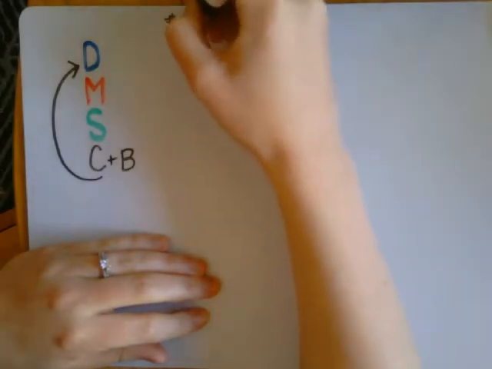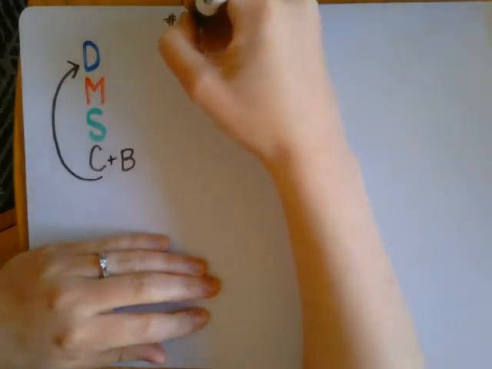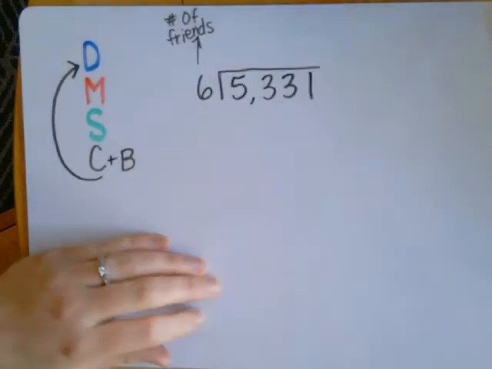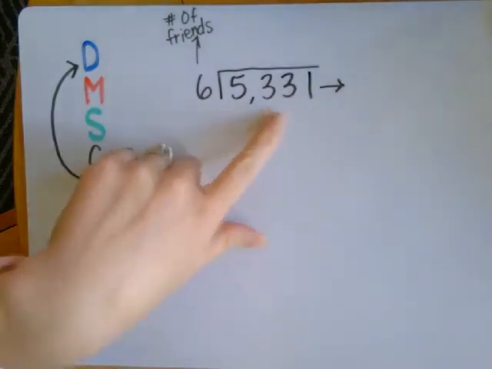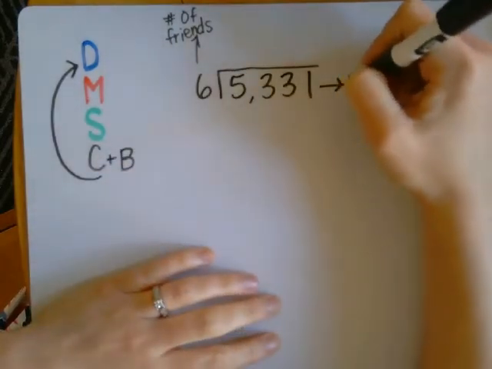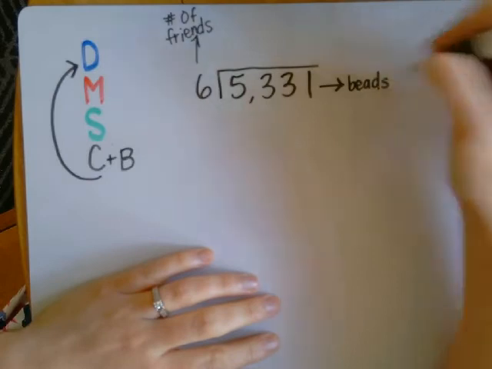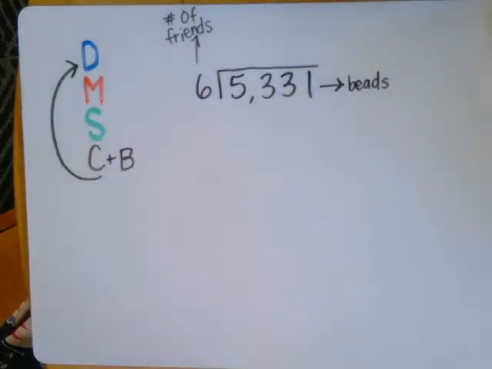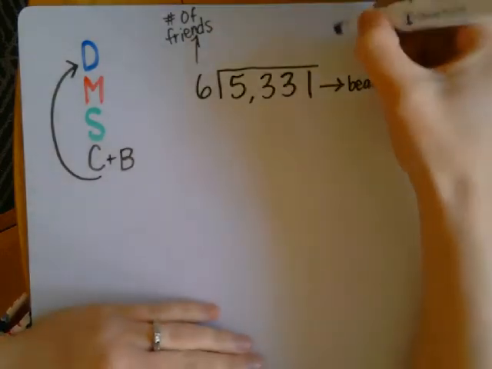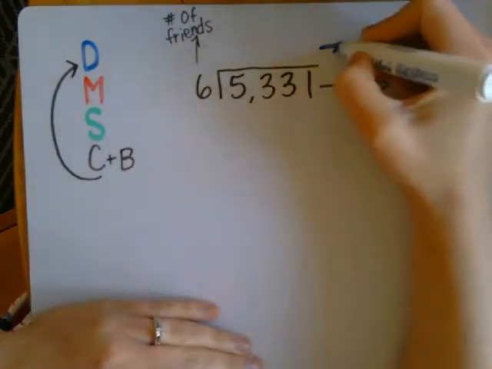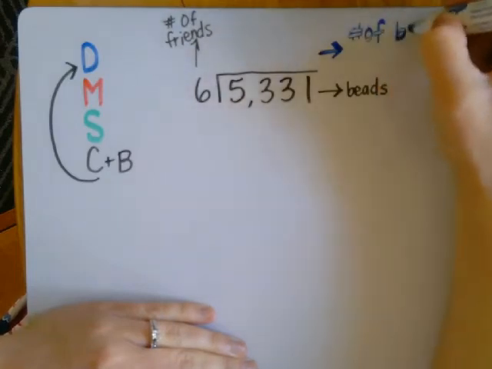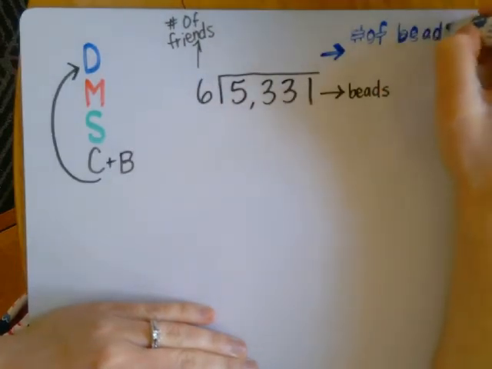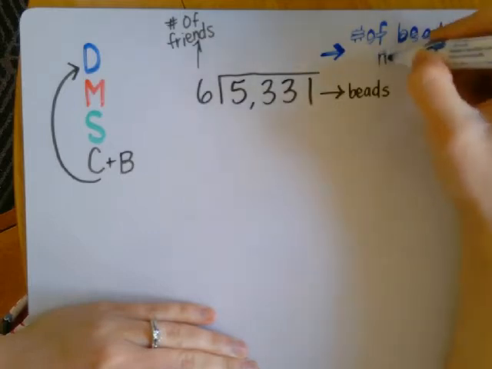Number of friends. I have 5,331 beads to make the necklaces for my friends. The answer that we're going to get is going to tell us the number of beads per necklace.